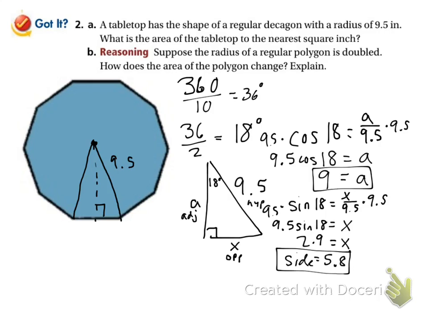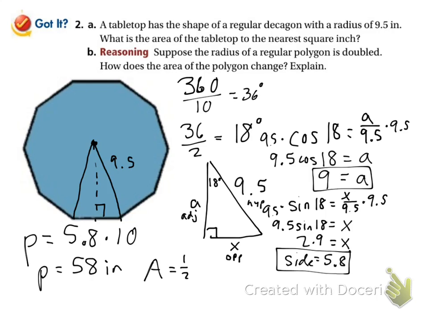Now we have the two pieces we need. I can find my perimeter using that side. Perimeter is equal to side length, 5.8, times the number of sides, so 10. So we get a perimeter of 58 inches. Then we can plug it into our equation. A equals 1/2 A, so 9, times the perimeter, 58, which on a calculator gives us an area of 261 inches squared.